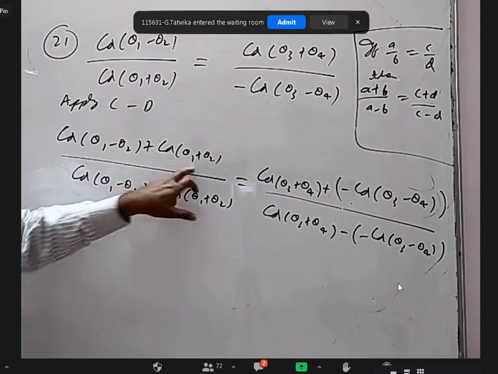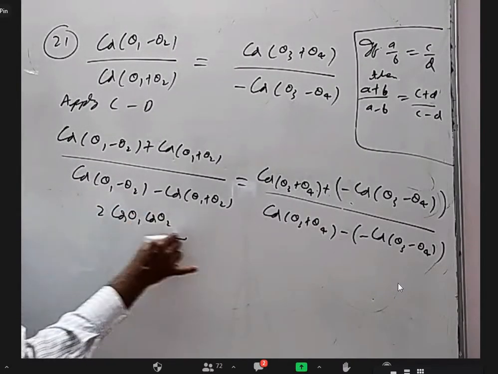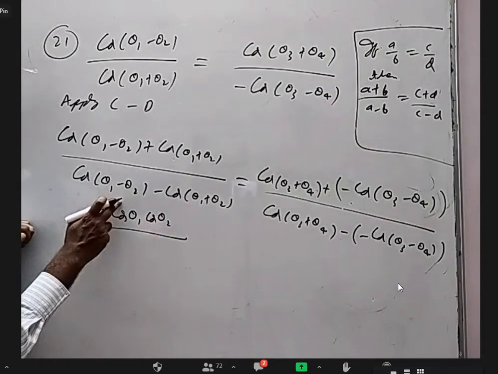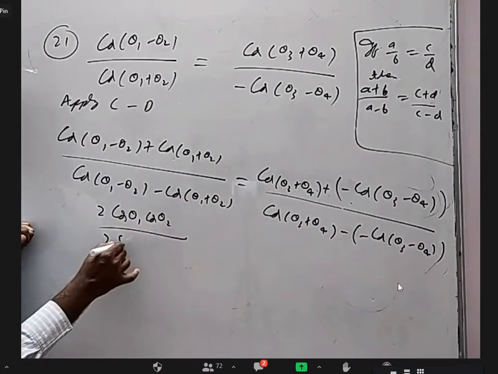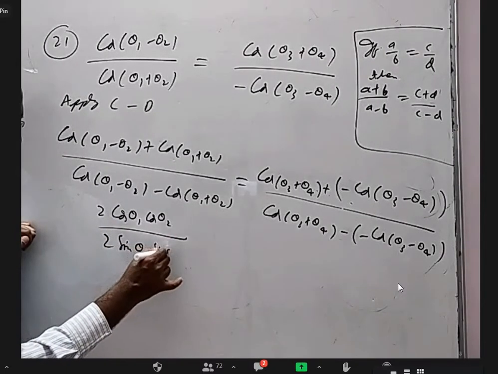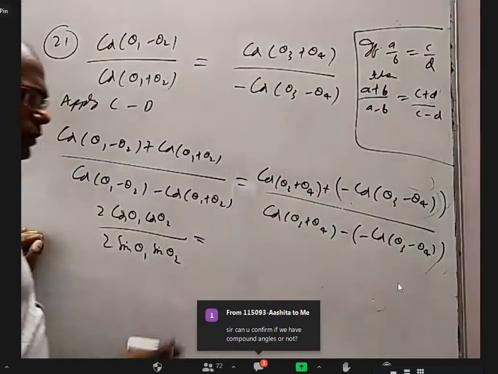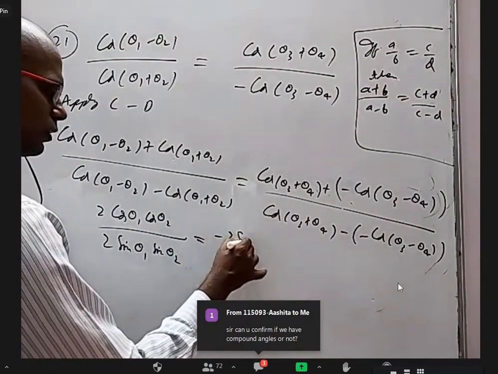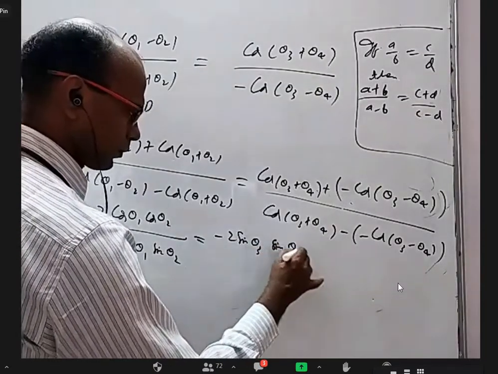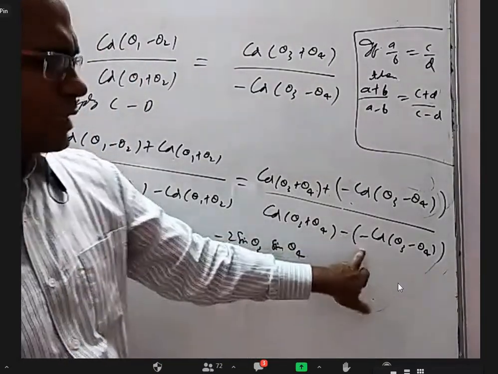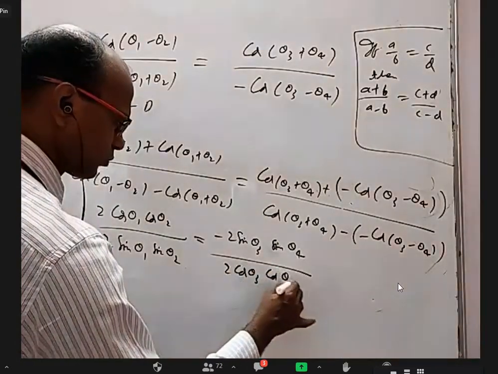Now, cos A minus B plus cos A plus B is 2 cos A cos B. We will get 2 cos theta 1 cos theta 2. Cos A plus B minus cos A minus B is minus 2 sin A sin B, but this is cos A minus B minus cos A plus B is plus 2 sin A sin B. So we will get 2 sin theta 1 sin theta 2. Here cos A plus B minus cos A minus B is minus 2 sin A sin B. So we will get minus 2 sin theta 3 sin theta 4. This is cos A plus B plus cos A minus B, 2 cos A cos B. You will get 2 cos theta 3 cos theta 4.